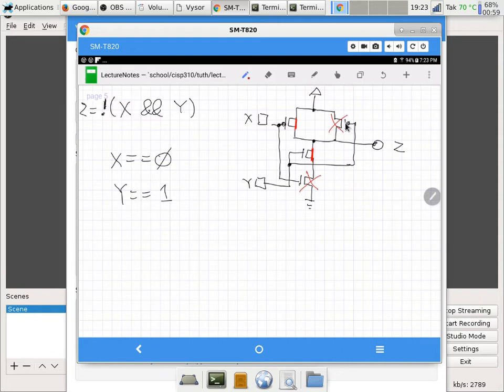Okay, so when you look at this circuit, what is Z connected to? Power. It's connected to power, because the path to ground is interrupted by the transistor that is off. But you only need just one path to go to power in order for it to be connected. So that's why in this case, Z is also a 1.